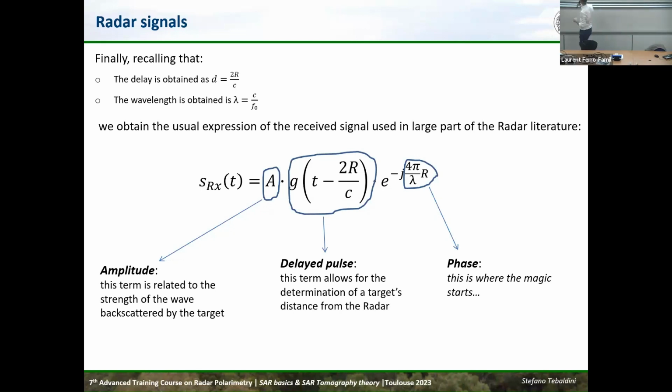So the received signal, and this is an absolutely general expression, is always written as an amplitude factor. This is telling us, if A is big, it means that our target is perhaps a truck. If A is very small, it's perhaps, I don't know, a fly or something. We have the pulse. This is the pulse that we have transmitted, and this pulse has a delay. So this delay is telling us the distance. And then we have the complex exponential. Its argument is called the phase, and the phase is where the magic starts.